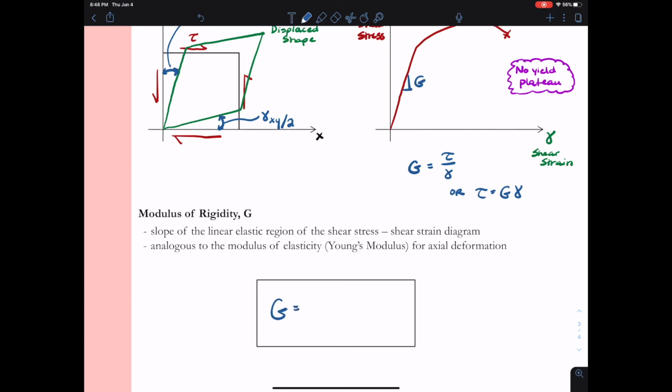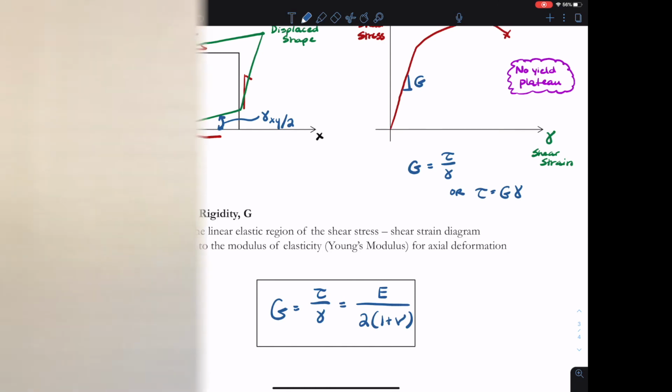Finally, I just want to write down the formula for G. G is going to be tau divided by gamma. But as it happens, this is also related to the modulus of elasticity through Poisson's ratio. So we see that there is a relationship between axial behavior and shear behavior, and it somewhat depends on Poisson's ratio for the element. All right, let's get back to more fun with Jello blocks.